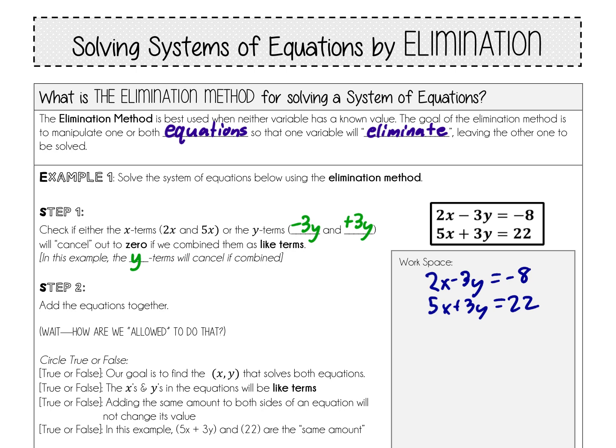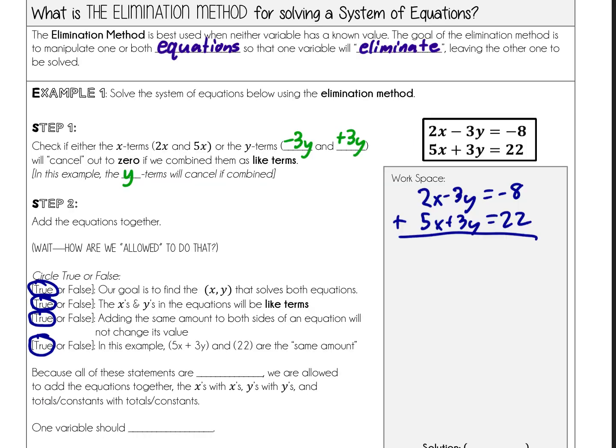You may be asking, how are we allowed to do that? Well, it's true that our goal is to find the xy point that solves both equations. The x's and y's in the equations will be like terms. We also know that adding the same amount to both sides of an equation will not change the value. In this example, 5x plus 3y and 22 are considered the same amount. Because all of these statements are true, we are allowed to add the equations together, the x's with x's, y's with y's, and totals or constants with other totals or constants.